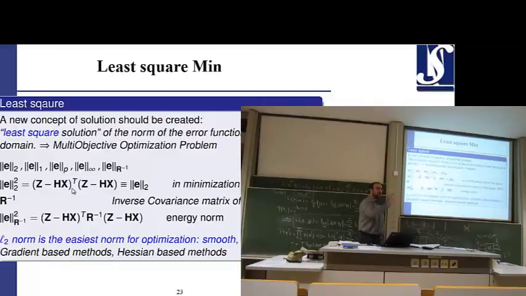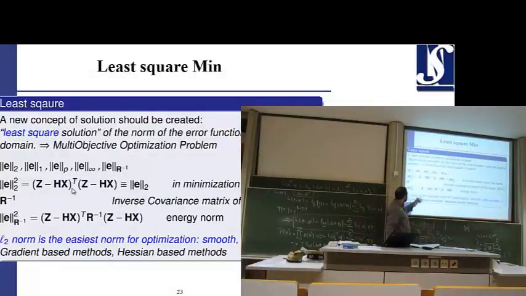And if you have, for example, the covariance of the error, then the best norm that you can use is the covariance norm. So you're trying to find the inverse of H, such that when it's applied to X, you get Z. And that's called the energy norm. It depends on whether you have the covariance of the error or not. And mostly, the covariance of the error is nothing but the covariance of the noise, because noise is the error.